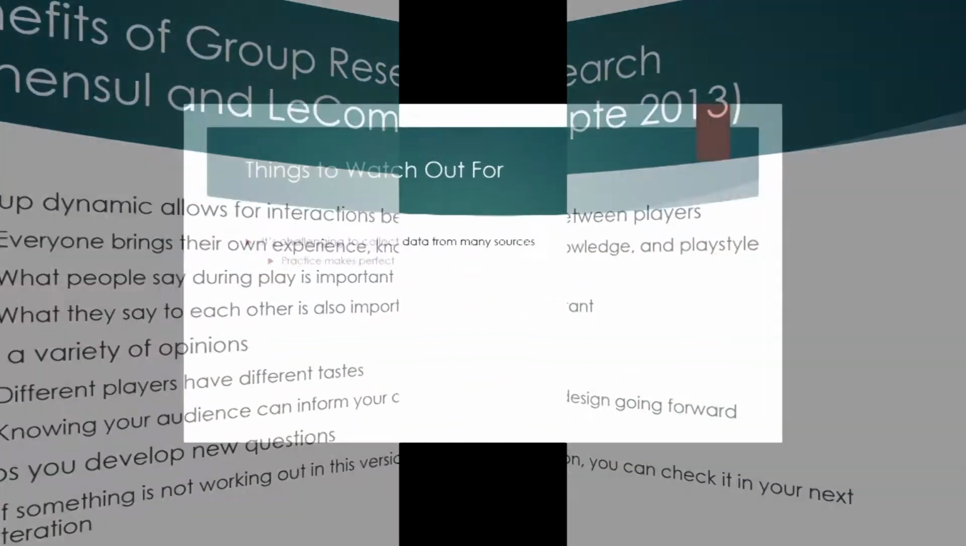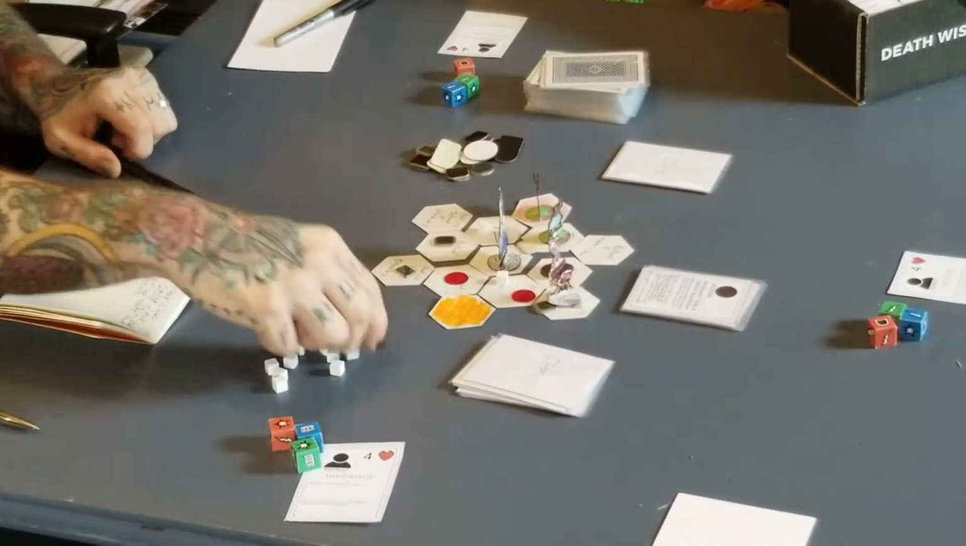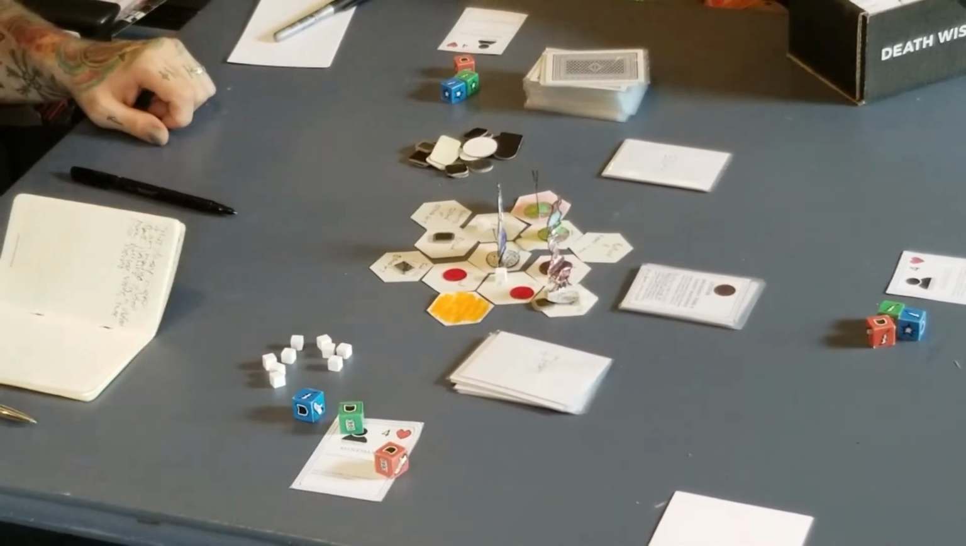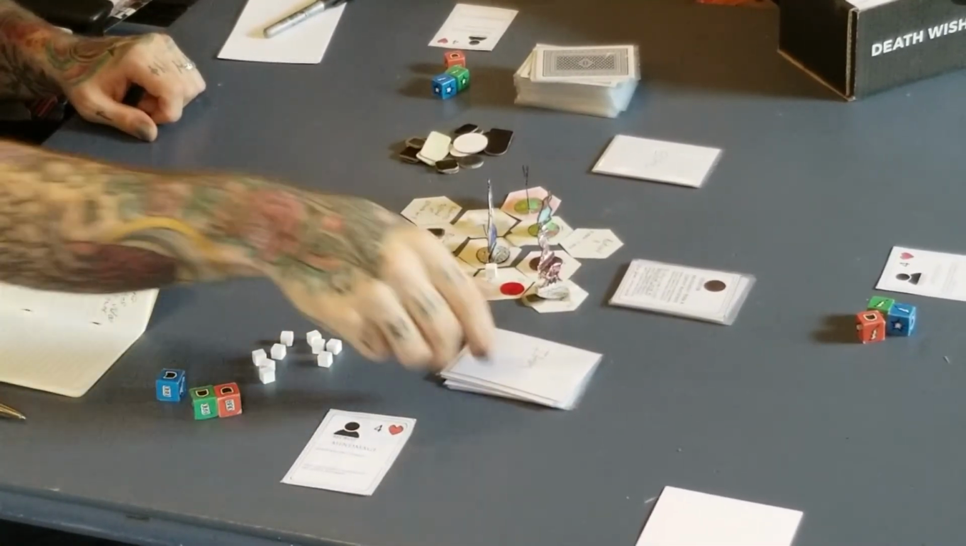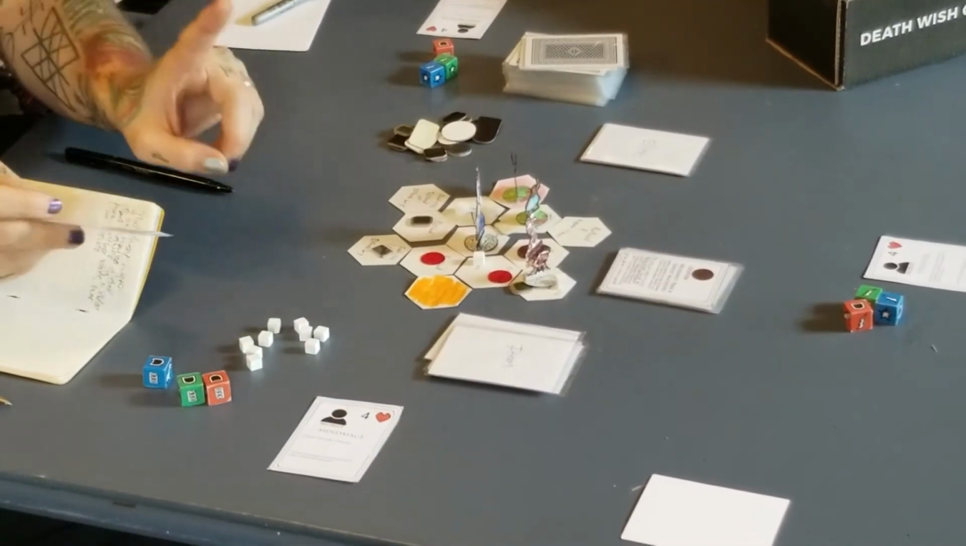Now, despite these advantages, there are some things you have to watch out for when you use focus group methods. The most obvious is that collecting data from a lot of sources at once is challenging. You want to keep track of what everyone says, and what's working well, and what needs to be adjusted in your prototype. To some extent, good note-taking for group research is something you'll have to take time to work on.